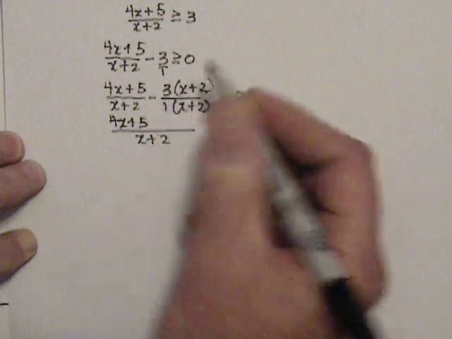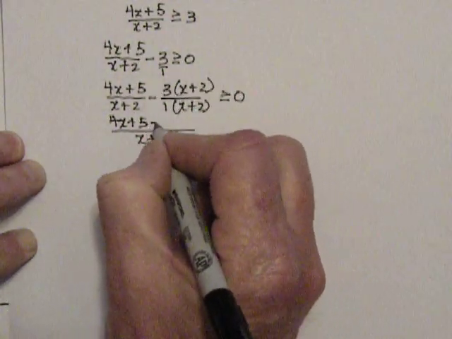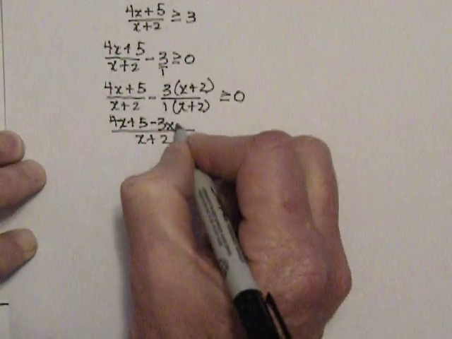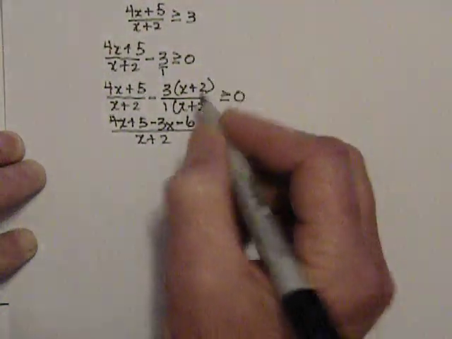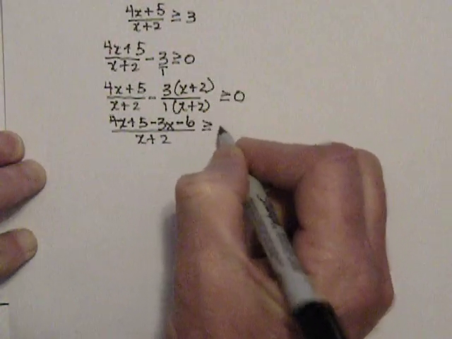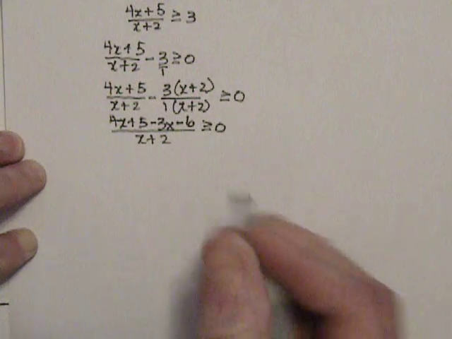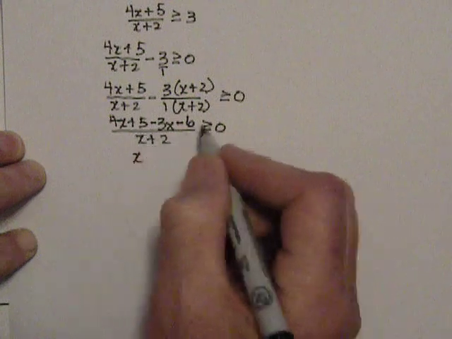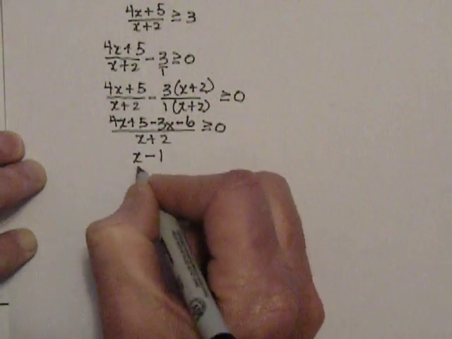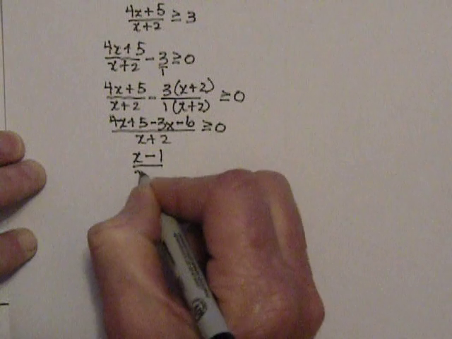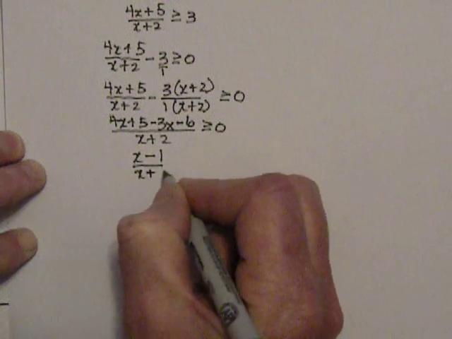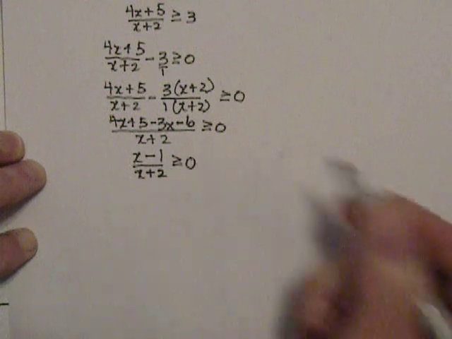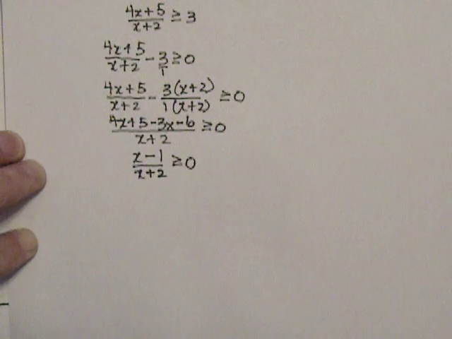I'm going to distribute this minus 3. So minus 3 times x is minus 3x. Minus 3 times positive 2 is minus 6. So now I have one fraction. And of course, I'm going to combine terms to simplify. 4x minus 3x is x. 5 minus 6 is minus 1. So the numerator simplifies down to just x minus 1. The denominator is x plus 2. So this is my inequality that I wind up solving.